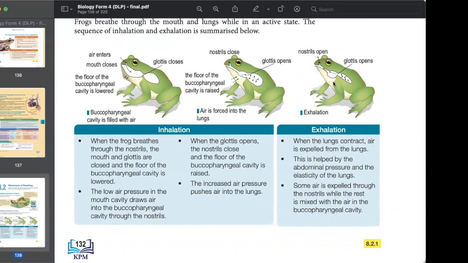So maksudnya kat sini, okay, lung tu dia akan contract, dia akan push, okay, air, specifically carbon dioxide lah, akan keluar melalui mana? Melalui nostril. Okay, some air is expelled through nostril while the rest is mixed with the air in the buccopharyngeal cavity. So kat sini lah. Basically, nostril ni terbuka kan, dia terkeluar kat sini lah.